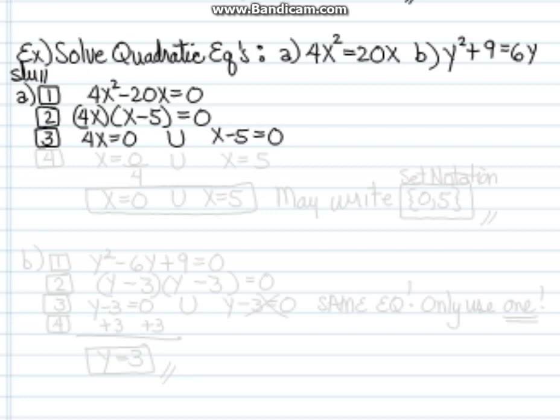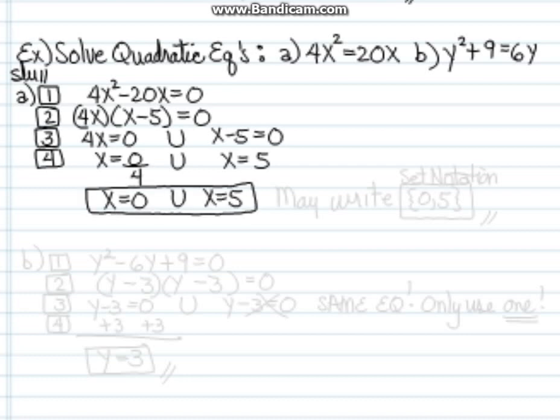Step 4, solve these two little equations. First, we're going to divide both sides by 4 to get x equals 0 over 4, so x equals 0. And we're going to union that solution together with add 5 to both sides, we get x equals 5. So our answer is two answers for this second degree equation. X equals 0 is a solution, and or together with x equals 5 is a solution.